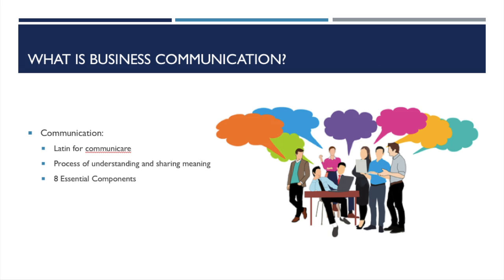And also the biggest takeaway specifically for this section for me is looking at the 8 essential components of communication, which are source, message, channel, receiver, feedback, environment, context, and interference. I did not know that there were 8 components of communication. I had no idea. This made it very clear to me to really break it down into the 8 essential components of what communication is.